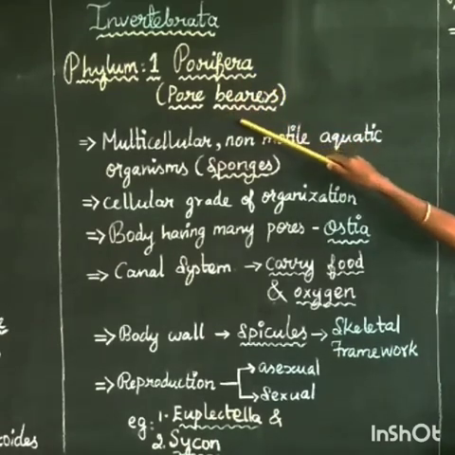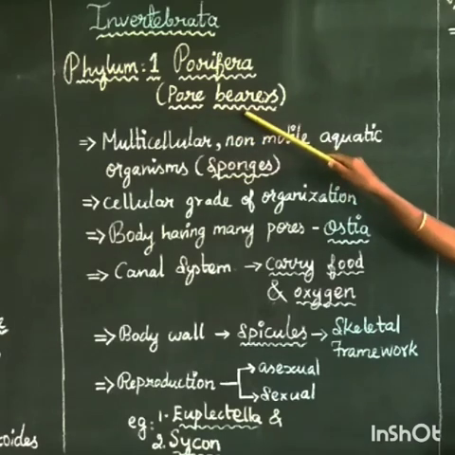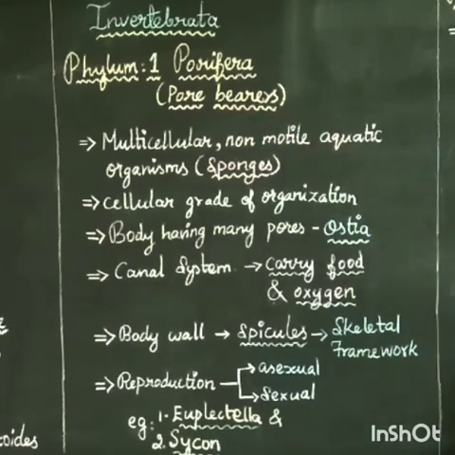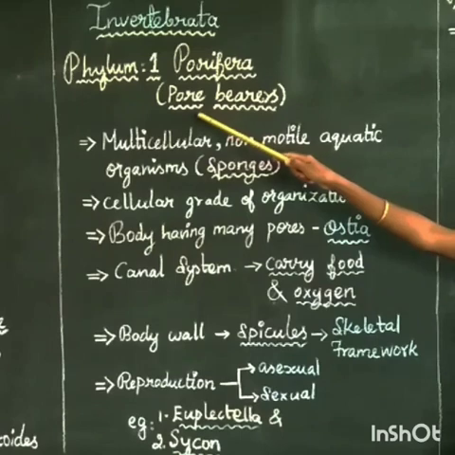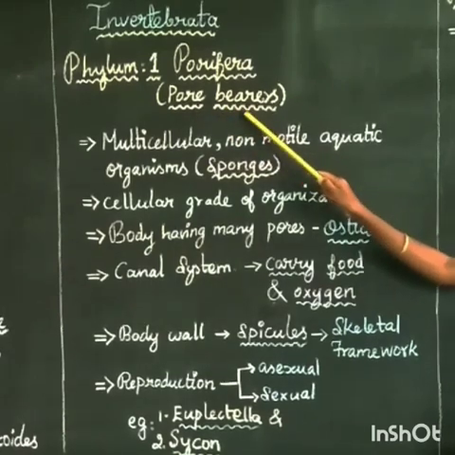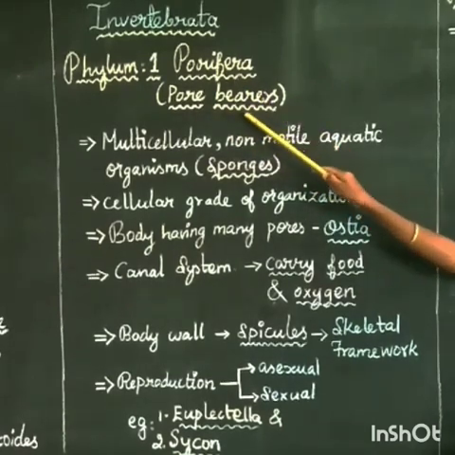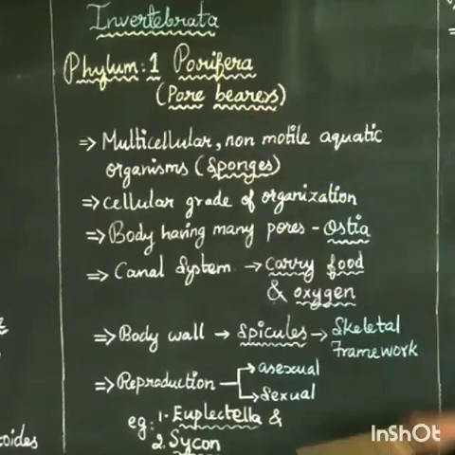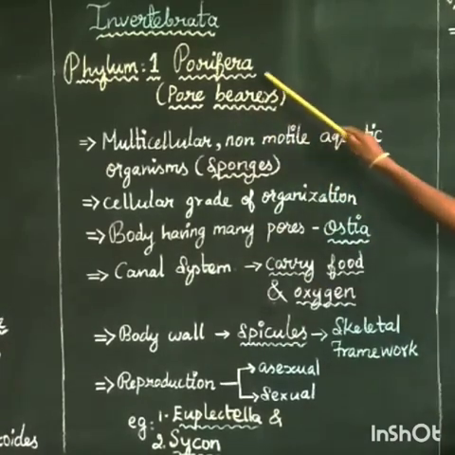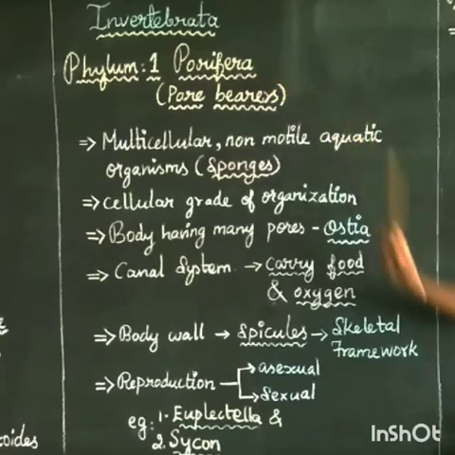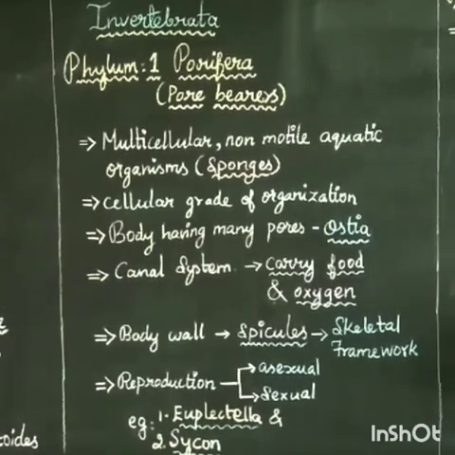Pore bearers means the body has small pore-like structures, so we call it Porifera or pore bearers. I told you that in Porifera the cells are loosely arranged, so there is a gap between the cells. The space between two cells is considered a small pore. So it is included in the phylum Porifera, that is pore bearers.